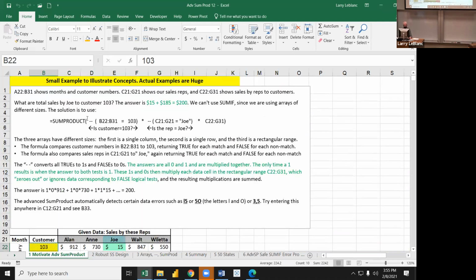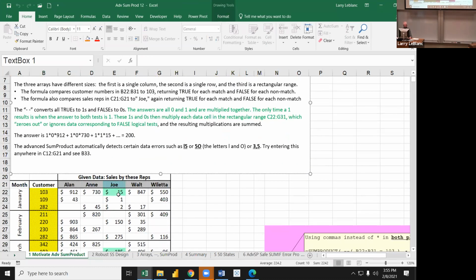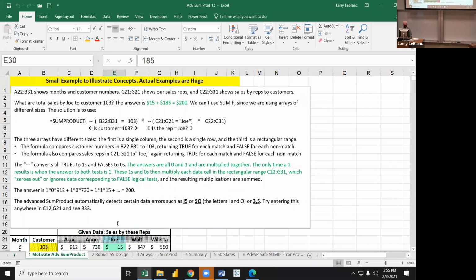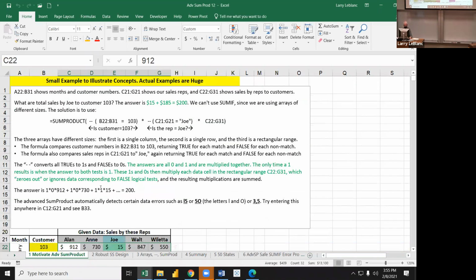Okay, I want to know how much is Joe's sales to customer 103? The answer is 15 plus 185. The answer is 200. To give you an overview, I'm going to set up a series. I'm going to multiply every number in this rectangular range by 1 if it's relevant to the question, and multiply the number by 0 if it's not relevant. You need to see that big picture.